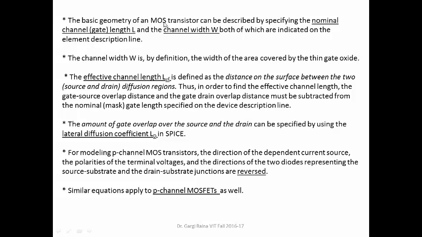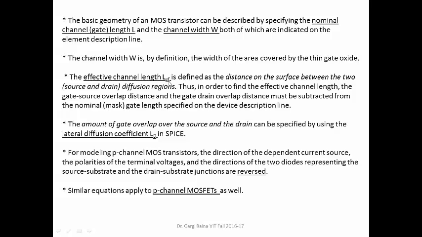The basic geometry for the MOS transistor can be described by specifying the nominal channel gate length L and the channel width W, both of which are given in the first element description line. And by definition, this channel width W corresponds to the width of the area covered by the thin oxide.